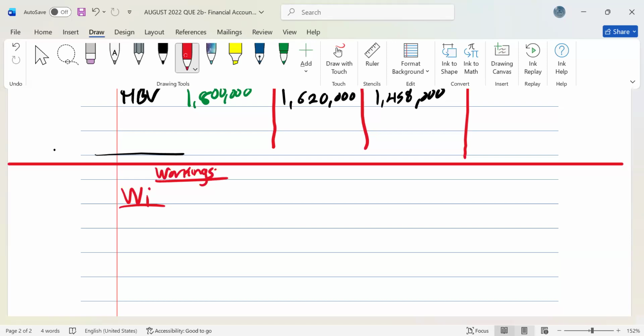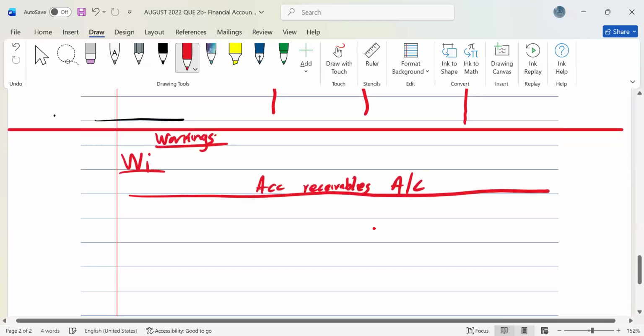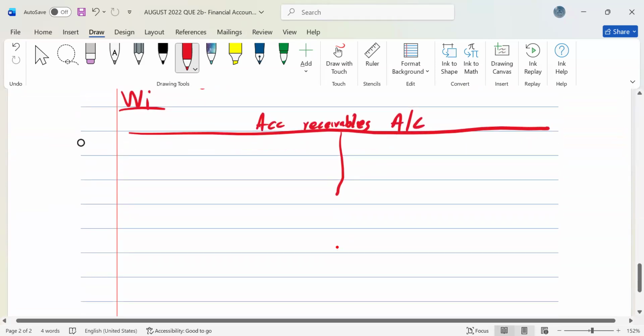So we can just have a T account here. We call it the account receivables account. It must have a debit and a credit. We'll have both debit and credit.